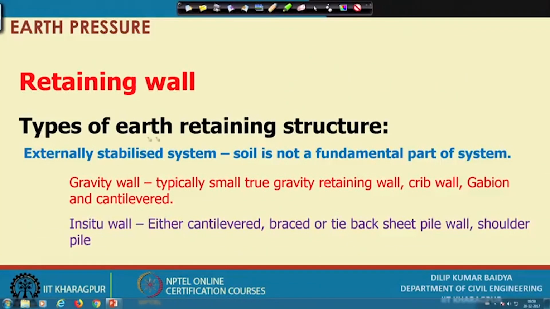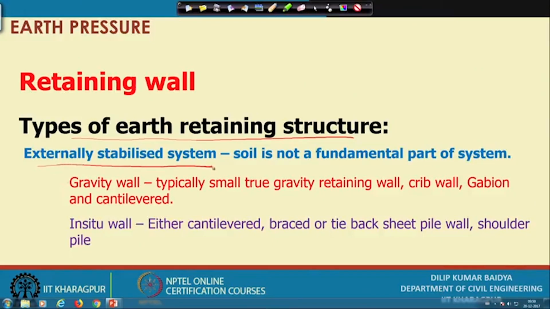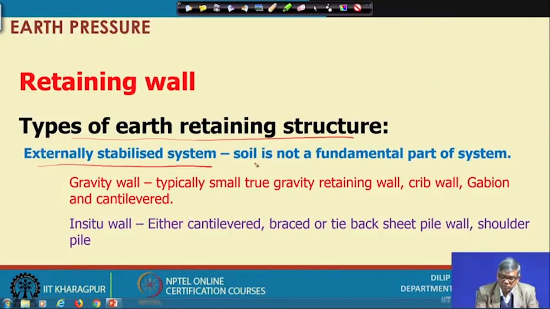Before going to that, we will see the different types of retaining wall. This is the major classification of earth retaining walls. Externally stabilized system, that means what? Soil is not a fundamental part of the system.